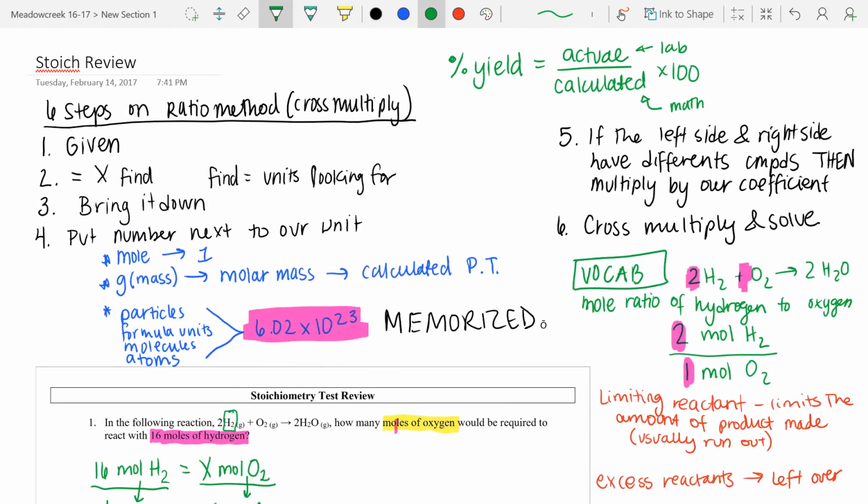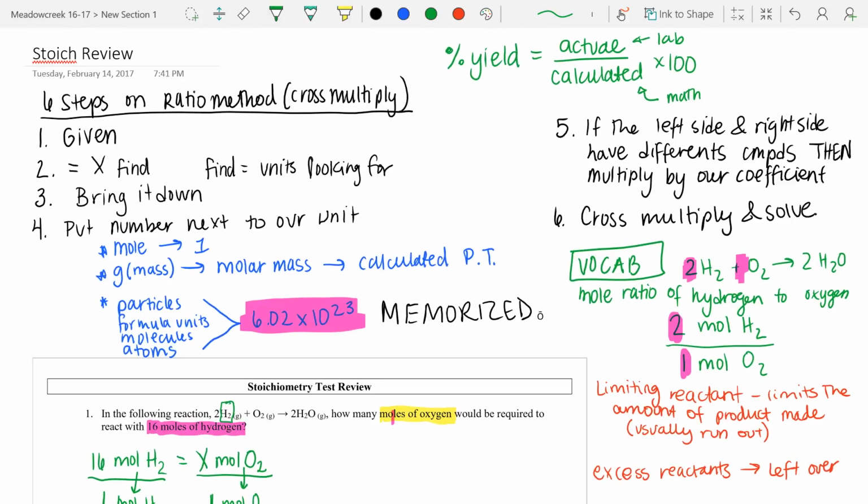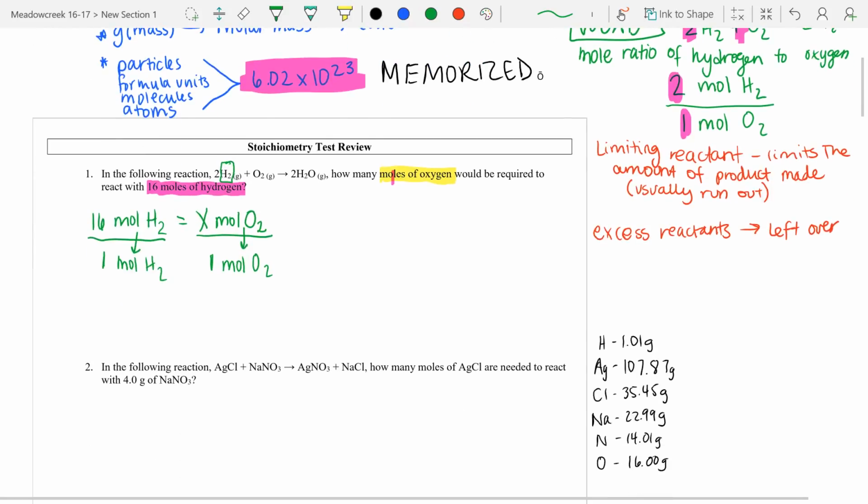So now we look at step 5. If the left side and right side have different compounds, then multiply by our coefficient. Well, I have hydrogen on the left side and oxygen on the right side, which are two different compounds. So I look for my coefficient in my problem, which in front of the hydrogen is a 2, and in front of my oxygen, I don't have anything. So that means I'm going to multiply by 1. So hydrogen gets multiplied by the 2, and oxygen gets multiplied by 1.